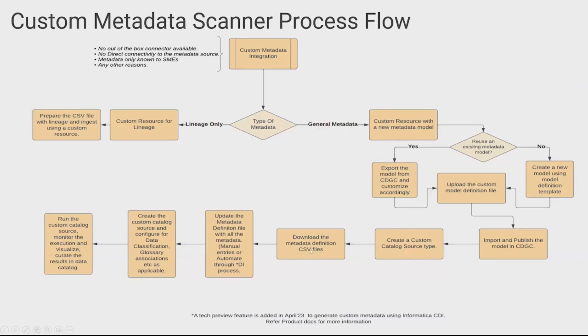file. Now these are CSV files, which is an objects file and a links file. And once you download it, it will give you the headers and the file, and you just have to populate the metadata in here and then bring that metadata to the catalog. So once you download it, you will have to update the metadata definition file with all the metadata.